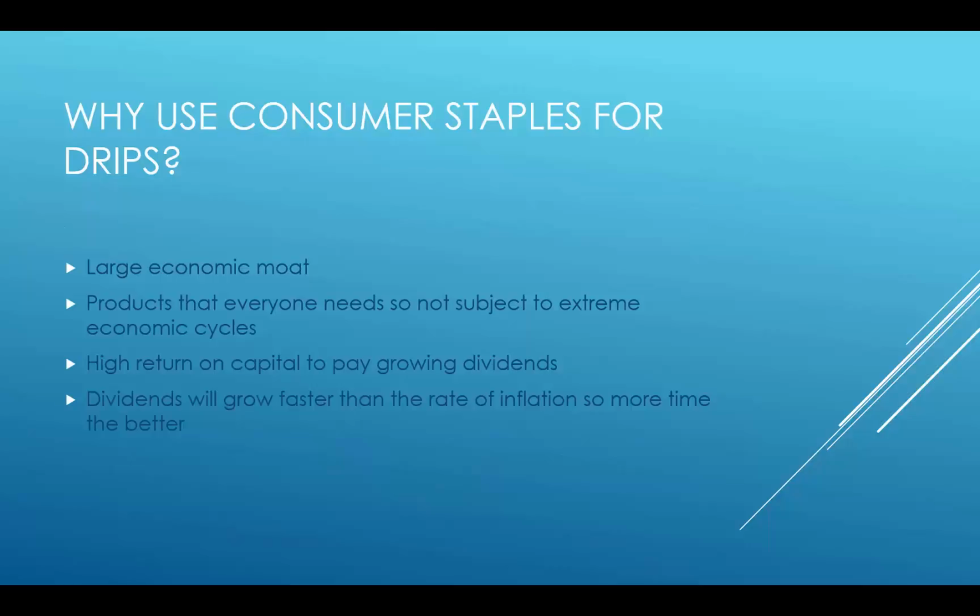Now, why do you want to use consumer staples for DRIPs? Well, you have a large economic moat. That means a high barrier of entry. So that means they have pricing power over their competitors. So the products that everyone needs are not subject to extreme economic cycles because you're going to buy it anyway. And if the costs go up, well, they pass it on to the consumer anyway. So that means they'll increase your dividends over the years.